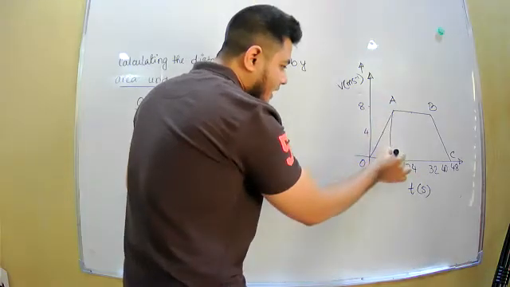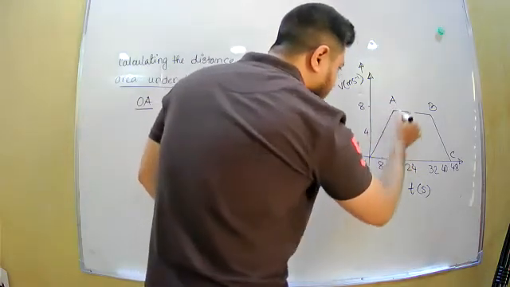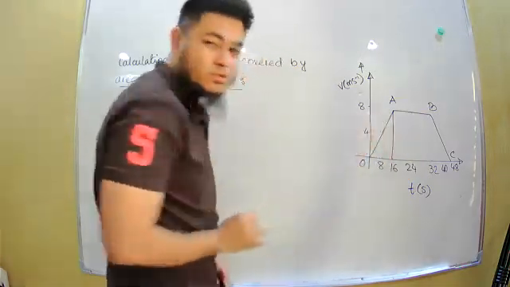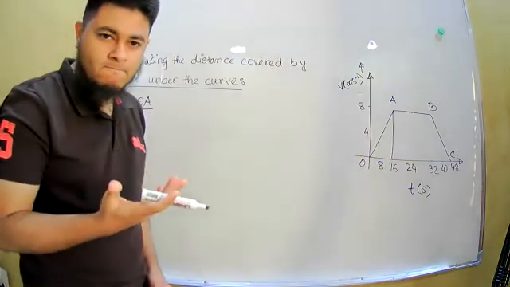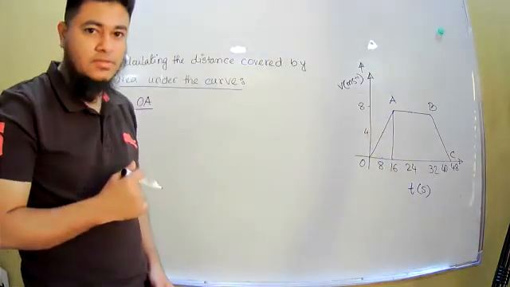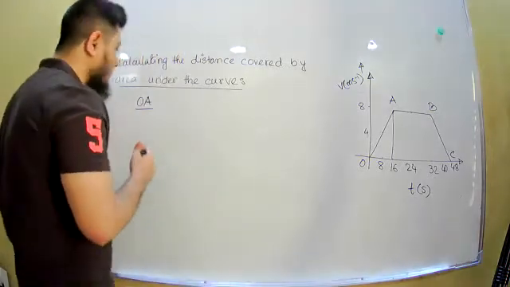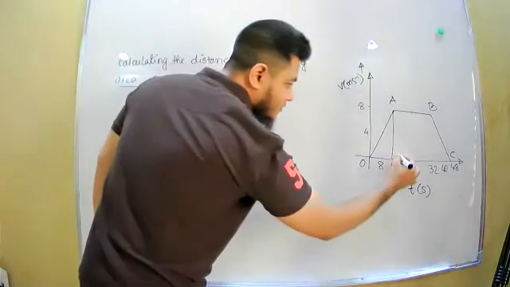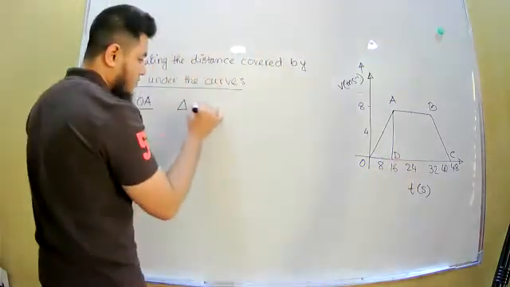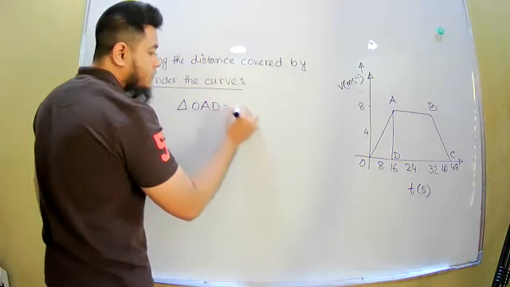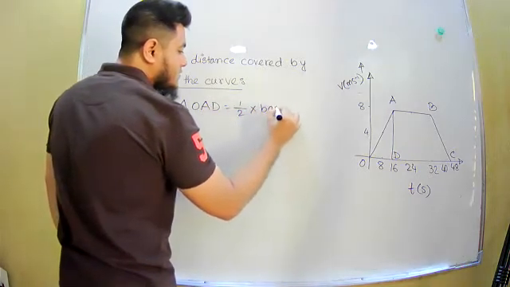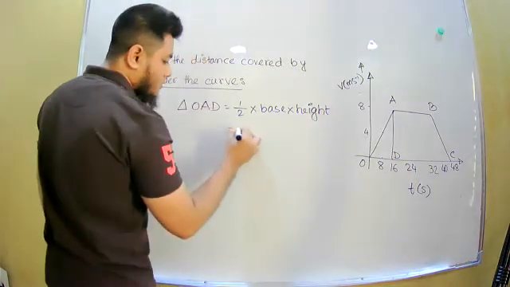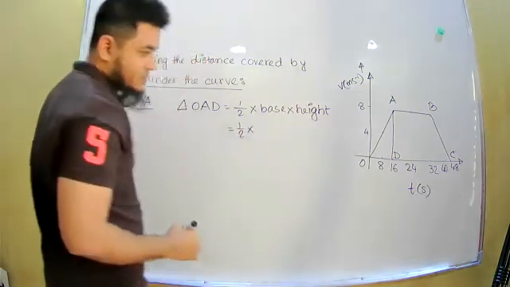What is the area under OA part? So the area under OA, this looks like a triangle. Very good. This looks like a triangle. Now what is the formula to find out the area of a triangle? Let us name this OAD. Half into base into height. So can anybody tell me what is the base of this triangle?